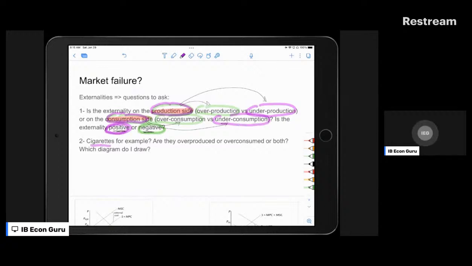So cigarettes, for example, are they overproduced or overconsumed or both? Which diagram do I draw? Cigarettes are demerit goods, okay? You should not draw an overproduction diagram. You should draw an overconsumption diagram, a negative externality of consumption diagram.